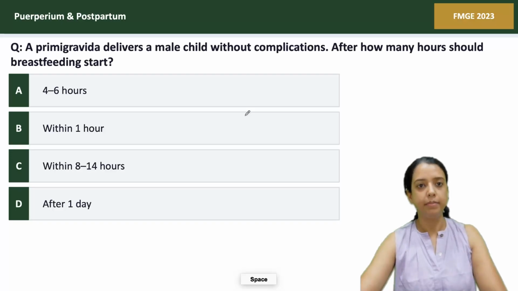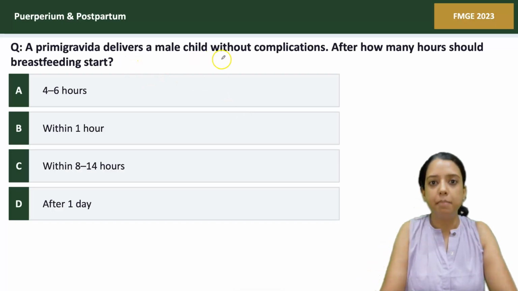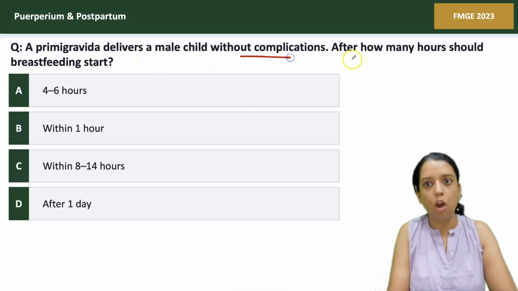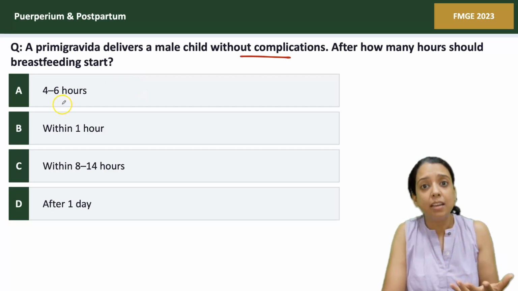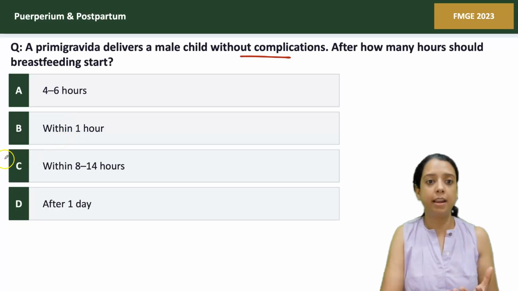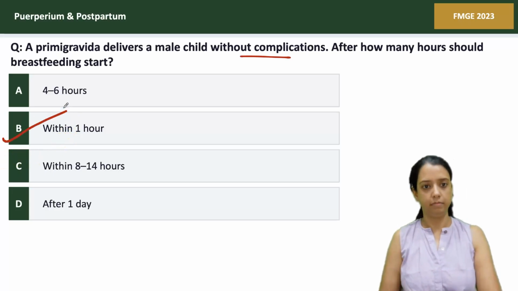Cesarean and postpartum. A primigravida delivers a male child without complications. How many hours after should she start breastfeeding? We all know. Immediately. Or you can say if it is cesarean, within 1 hour. Okay.